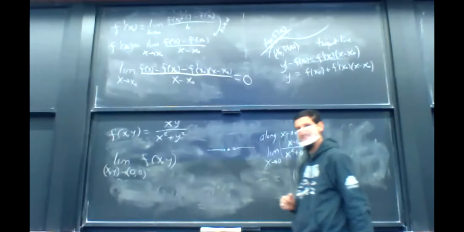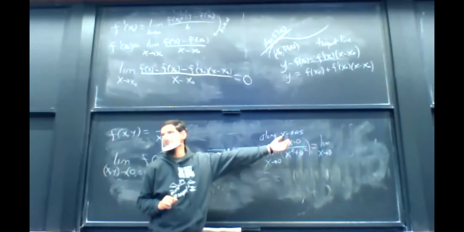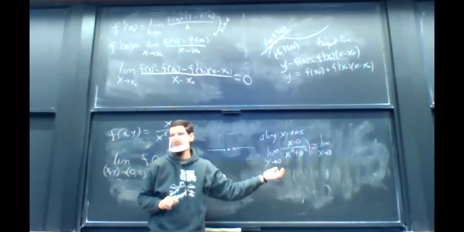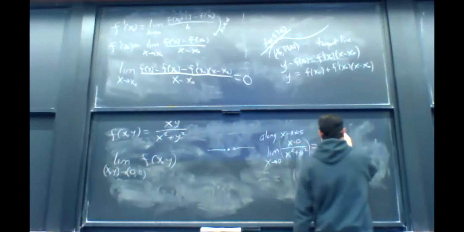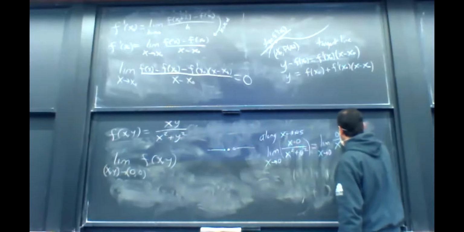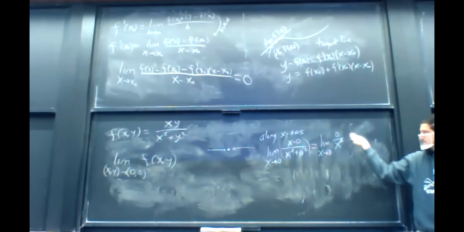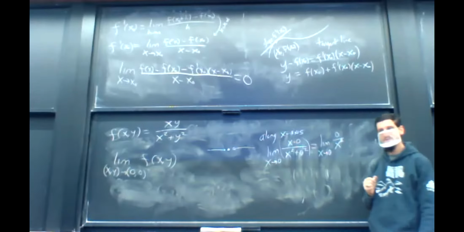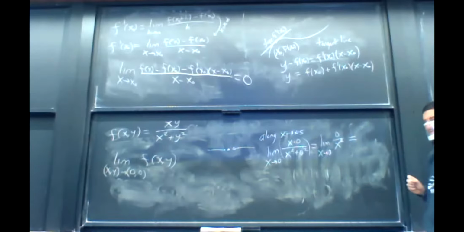Not 1 over x. What's the numerator? What's the denominator? And x is not equal to 0. If 0 divided by x squared, x gets arbitrarily close to 0, but x is never 0. So what's 0 divided by x squared? 0. So what is this number equal? 0.